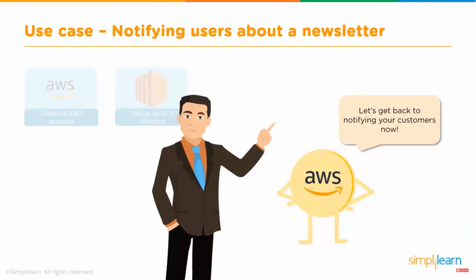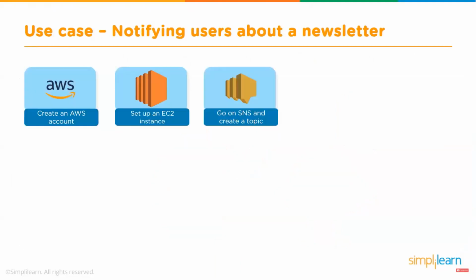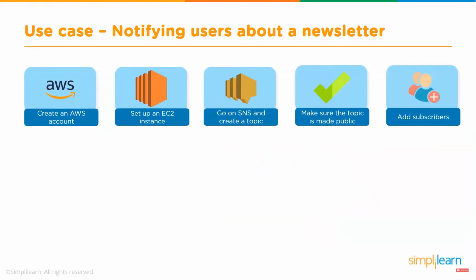Launching an instance was just one part of the solution. So let's actually talk about how we can notify our customers. SNS, or Simple Notification Service, is a service in Amazon that helps us notify customers through email. So navigate to SNS in your account and create a topic. We're going to use this topic for public notification, so let's make it public and then add subscribers to it.